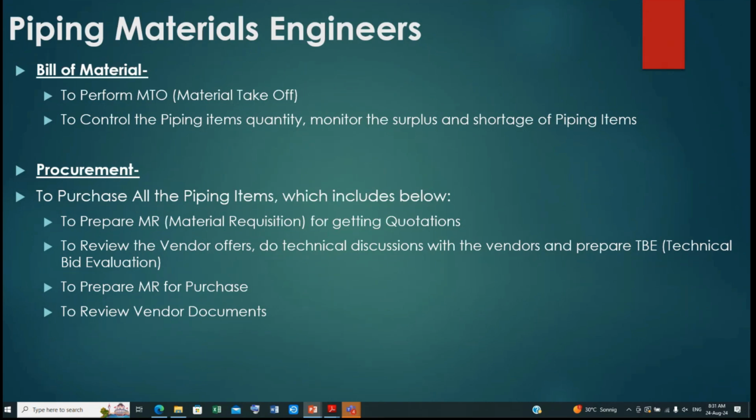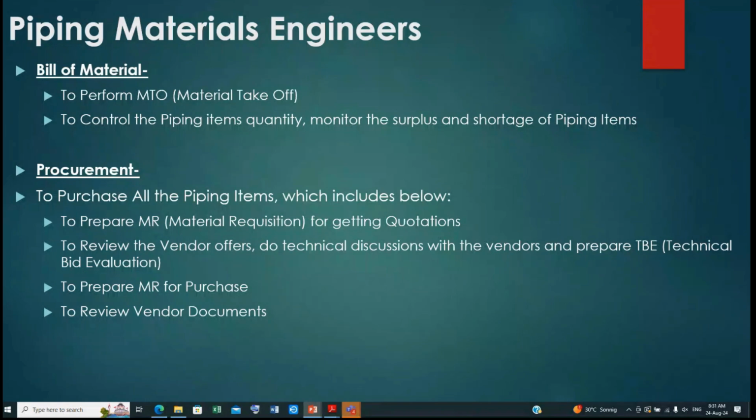So when I say technical purpose, it means, let us say I have asked for a 10-inch pipe of, let us say, 10 mm thickness. Now the vendor is saying instead of 10 he can give 9.5 thickness. So actually this is a deviation to our requirement. Then as a piping material engineer, it is my duty to check whether that 9.5 is suitable or not. So this is called a technical clarification or technical decision.